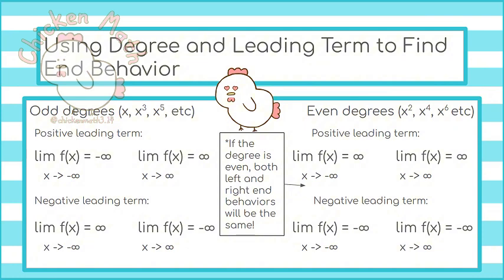So now for negative leading terms, you can see that as the input approaches negative infinity or positive infinity, it will always approach negative infinity as an output. And keep this characteristic in mind when looking at even degrees. Odd degrees, if you look at them, they always have differing end behaviors.